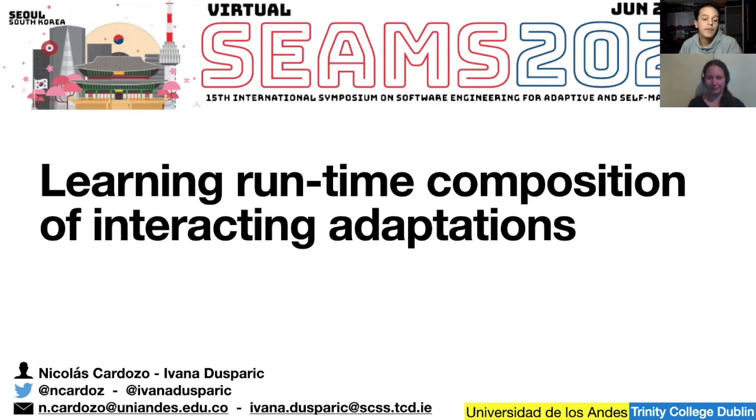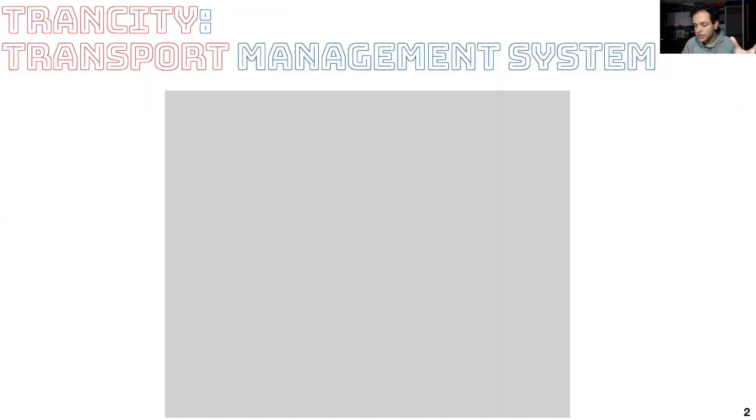I'm from the FLAGlab at Universidad de los Andes in Colombia, and together with Ivana Dusparik from Trinity College Dublin in Ireland, we are going to present the work we have been doing about composition of software systems as adaptation to the environment. So software systems modify their behavior with respect to the environment. And we're going to use an example of a transport management system to do this.